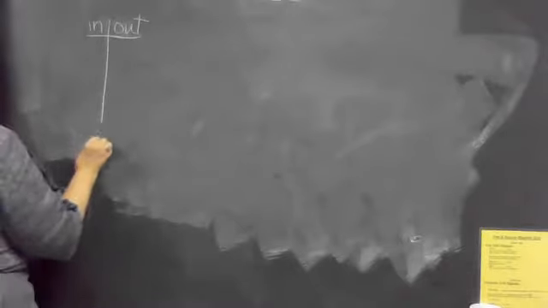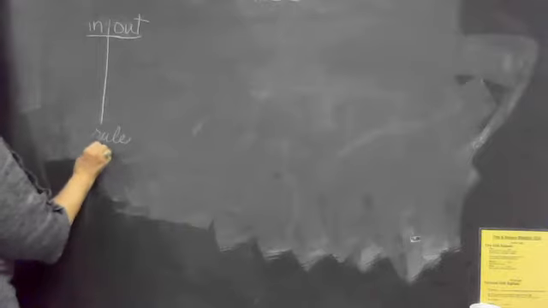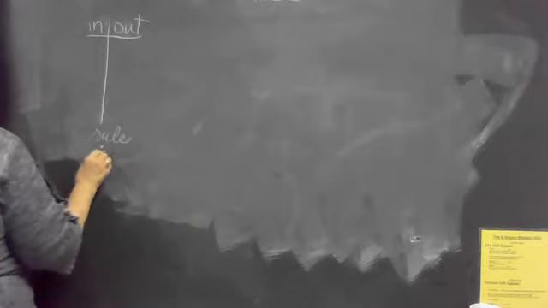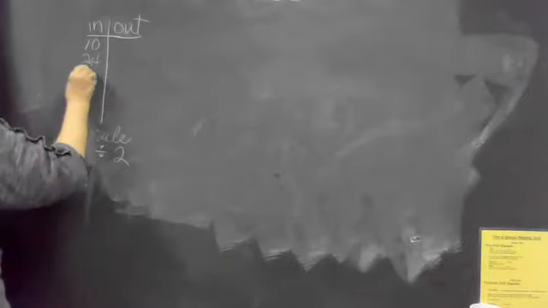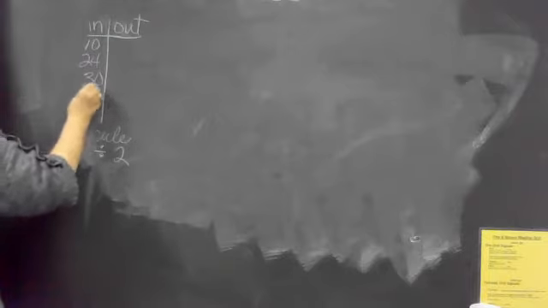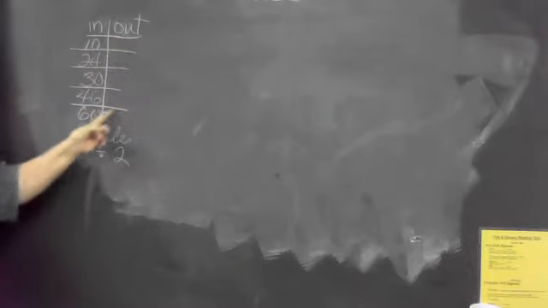Now on this number 1, it says the rule. They don't give you a whole equation. They just say divide by 2. And then they give you all the n values. They said 10, 24, 30, 46, and 60. And they're simply telling you the way you get the out values is to divide by 2.